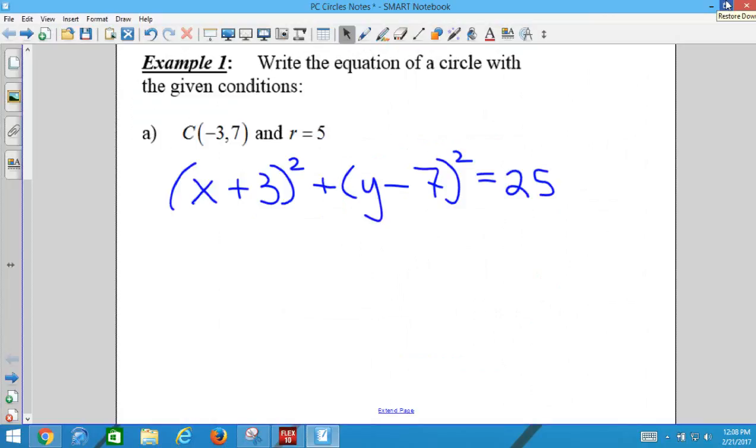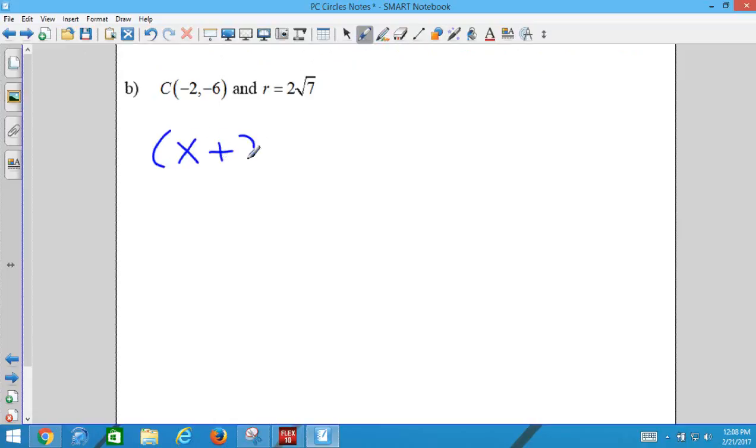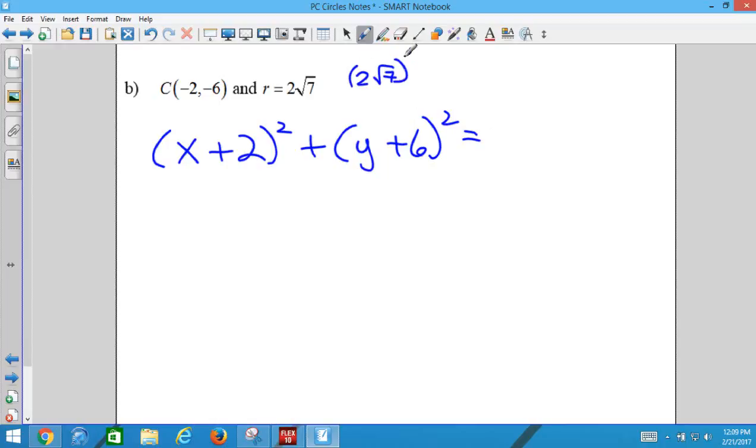Have you done the second one yet? Some of you have done it correctly, some of you have not. So we're going to do (x plus 2) squared plus (y plus 6) squared equals, and you have to square 2 radical 7. You have to square it. So to square that, you do 2 squared times the square root of 7 squared. So it's going to be 4 times 7. Should be 28 right there.